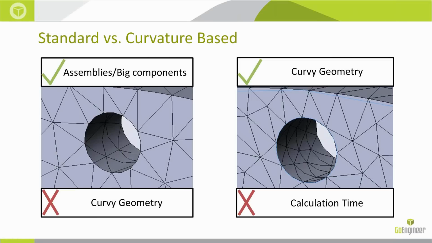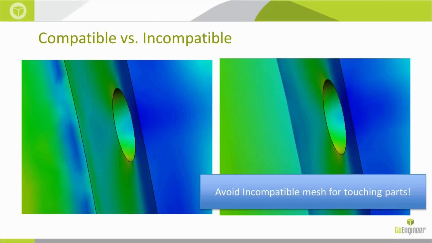Most common errors that I see: a lot of mesh failures. If you're having a mesh failure, the best order of operation is to try and switch to curvature-based first. If that doesn't work, start using your mesh controls. Mesh control the components that have failed or faces in areas that you want good results in. Avoid incompatible mesh as much as you can, because using incompatible mesh could get you incorrect results, as you can see in these pictures here.